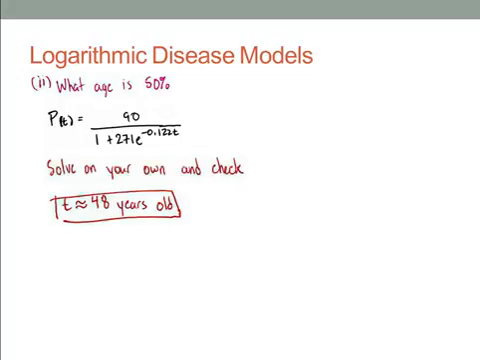Did you get 48 years old? Yes. If you got 48 years old, you are absolutely correct. If you are 48 years old and you live in America, then there is a 50% chance that you have some measurable amount of coronary heart disease. This is not a very positive topic, but yes, that is absolutely true.